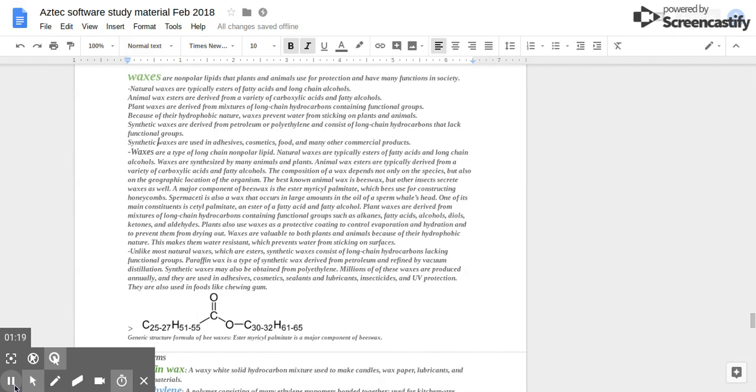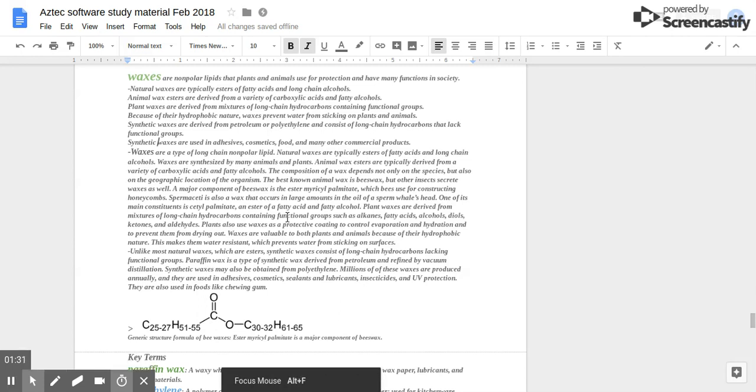And so they are a long chain, nonpolar lipid. They may contain functional groups, especially waxes of plants, groups such as alkanes, alcohols, diols, ketones, and aldehydes, as well as fatty acids.